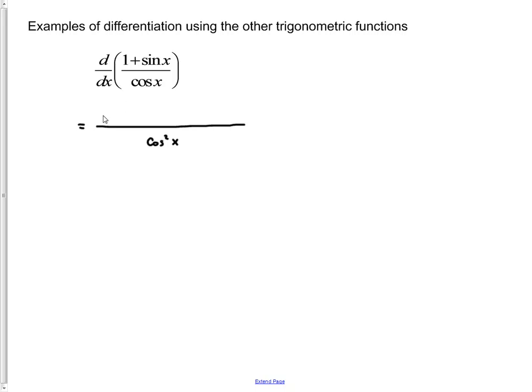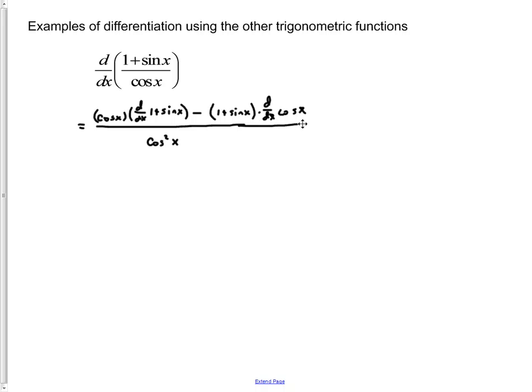And in the numerator, we're going to have the denominator, cosine of x, multiplied by the derivative of 1 plus sine of x. I'm going to write that out. The derivative with respect to x of 1 plus sine of x. And we're going to subtract from that the quantity 1 plus sine of x, and that'll be times the derivative of the cosine of x.